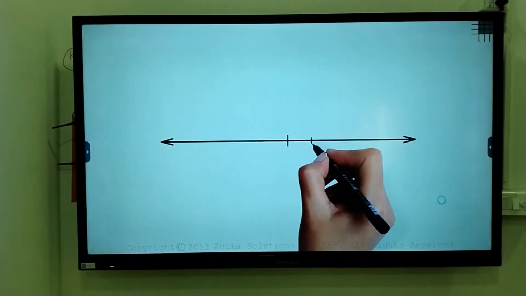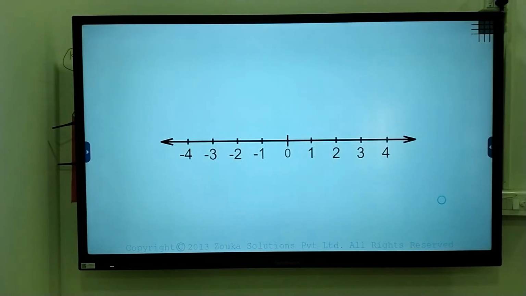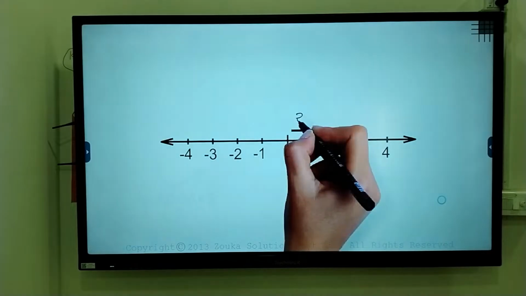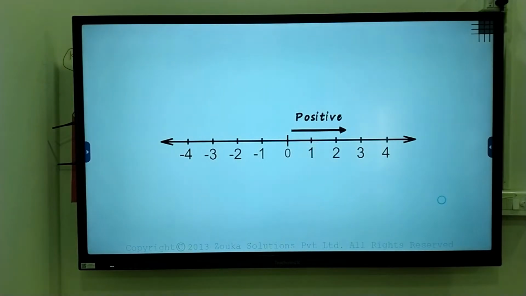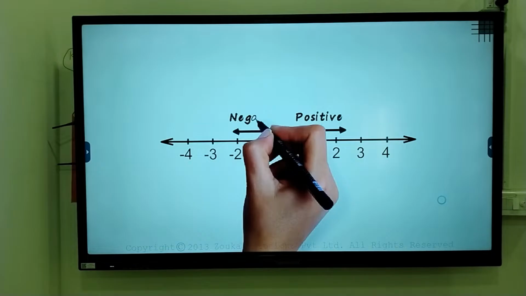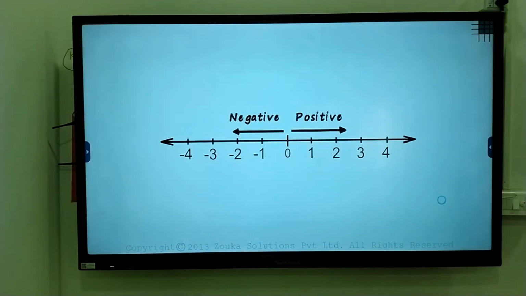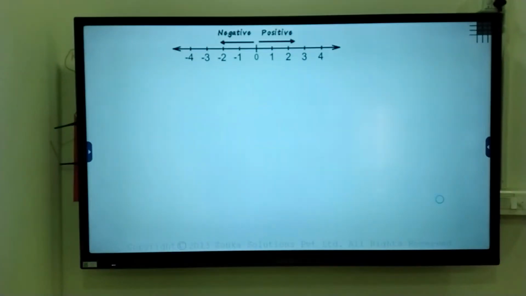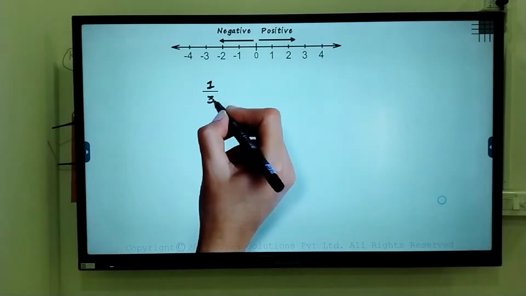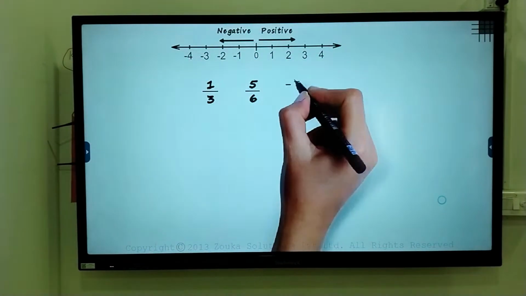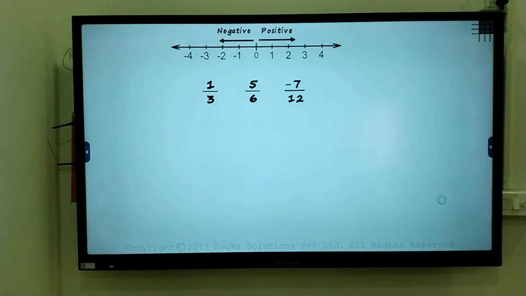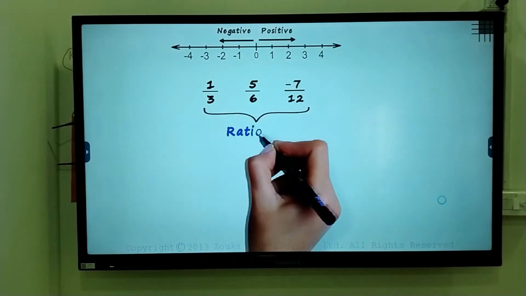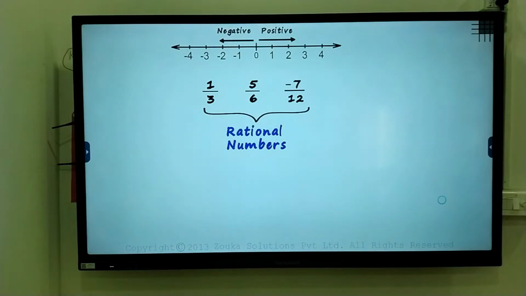All of us know what a number line is, and the numbers we see here on the number line are called integers. On the right side of 0, we have positive integers, and on its left, we have negative integers. Integers we are familiar with, but what about numbers like these? 1/3, 5/6, or -7/12? Each of these are numbers. We don't use them as often as we use counting numbers. Such numbers are called rational numbers. We need to define them well.